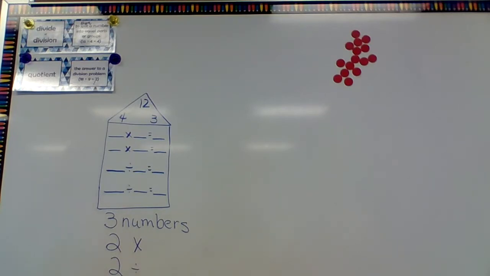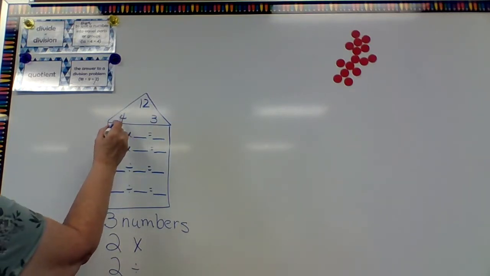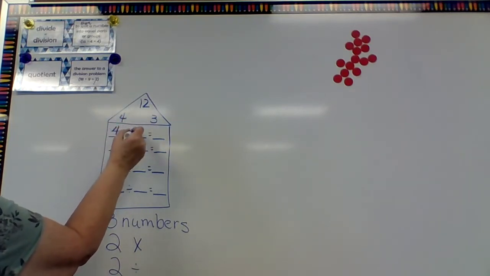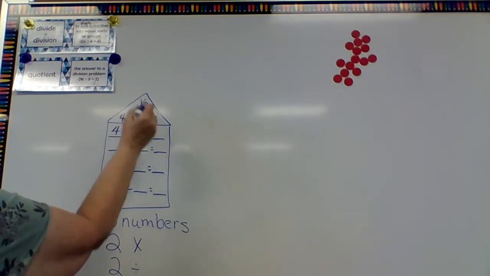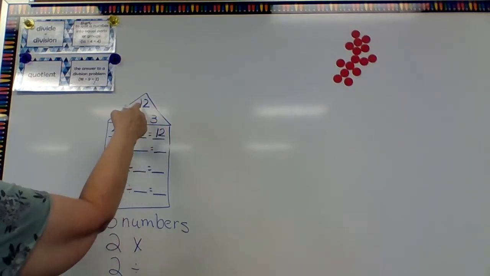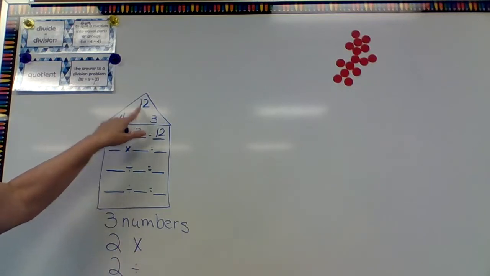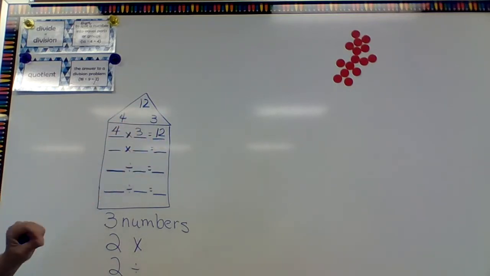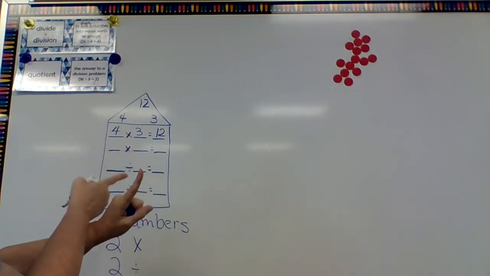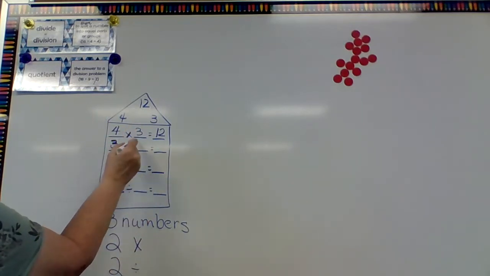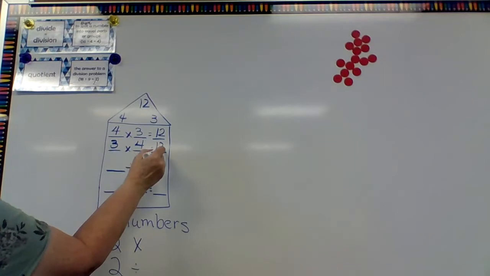Now when we do multiplication, we take our 4 and our 3. Those are our factors, they're called, and the product, the answer, is 12. Remember, the 12 here is going to be the answer when we multiply. Now to find the other fact family, we use the commutative property: 3 times 4 equals 12.